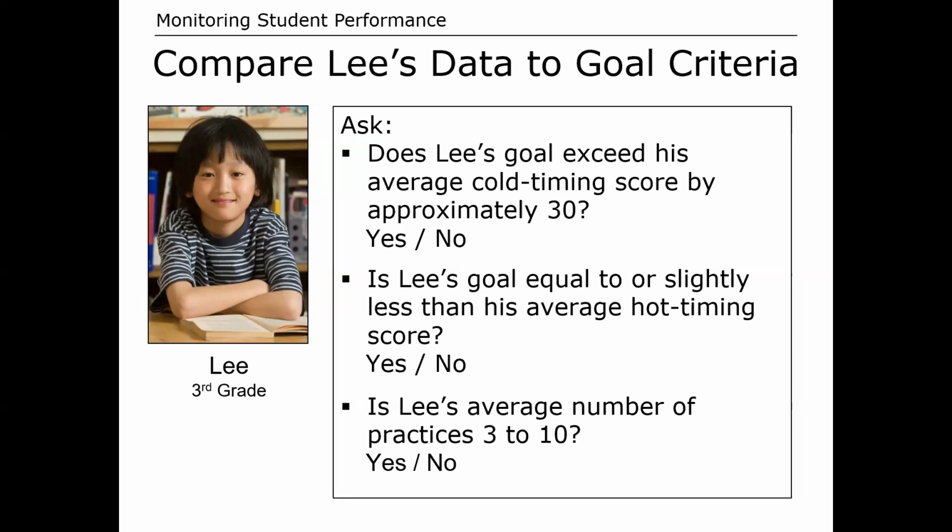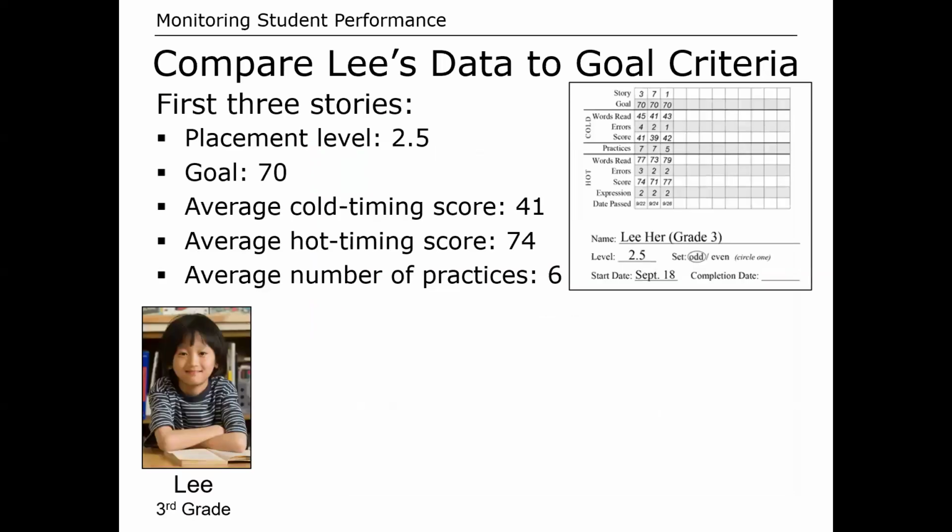So it is the age of the child, not the level they're working at, that is the distinction between whether or not you want the difference to be 30 or if you want the difference to be 40. Okay. So we're going to ask these three questions. Again, we have all the information present. Okay. So is his goal and his cold timing score about 30 words apart?